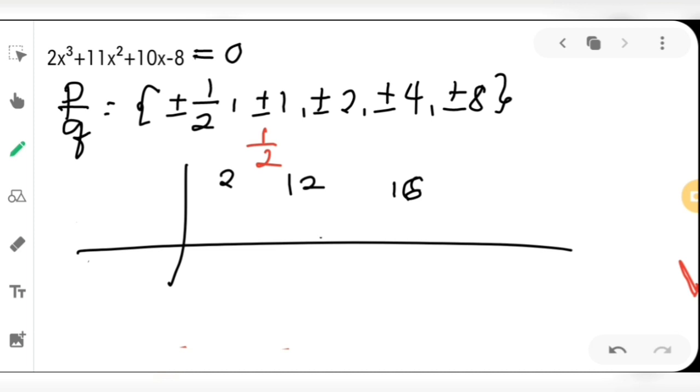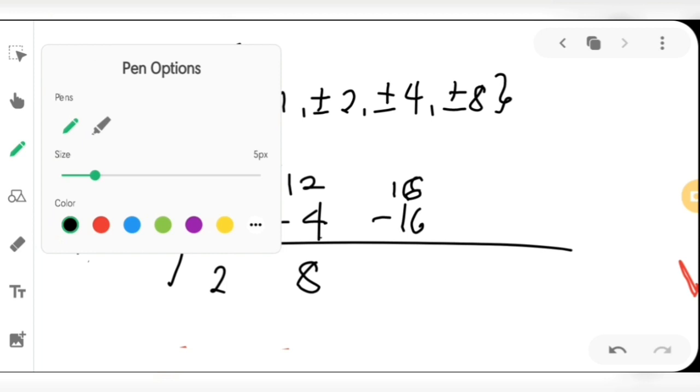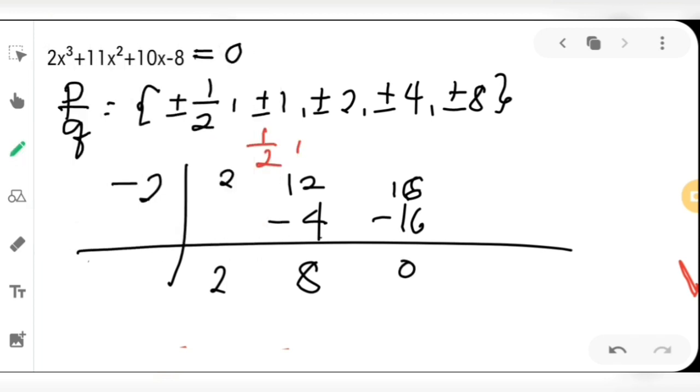Okay, let us try negative 2. So bring down 2. 2 times negative 2 is negative 4, plus 12, that is 8. 8 times negative 2 is negative 16. Okay, yay! We have the second root. Okay, our second root is negative 2. So again, this polynomial equation has 3 roots because the degree is 3. Now, we only have 2 numbers left.